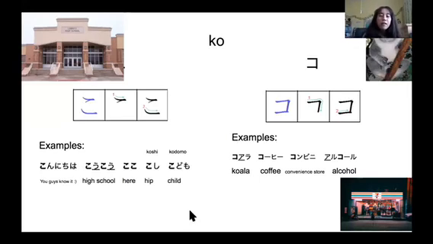For katakana, it's like a box without the left line. So that's a good way to remember it. Koala would be koara. Coffee is koohii. And then convenience store, in Japanese it's shortened, so konbini. And then alcohol is arukooru.